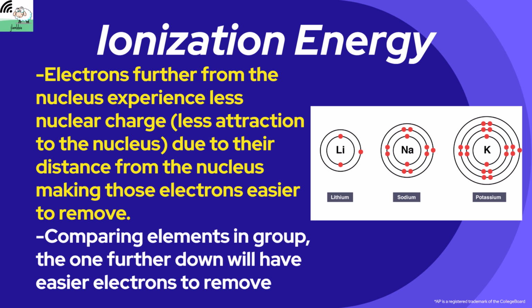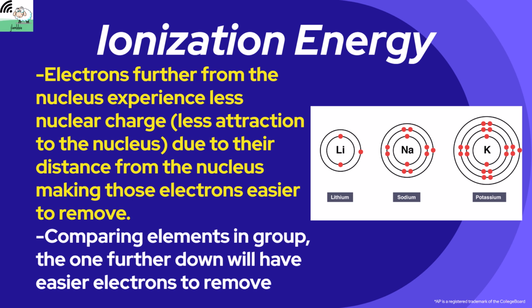As we mentioned before, the electrons that are further from the nucleus are going to experience less nuclear charge. They're going to experience less attraction to the nucleus due to their distance from the nucleus, making those electrons easier to remove. So when we compare elements in a group, the one further down will have the easier electrons to remove because those valence electrons are at an energy level that is further away from the nucleus.